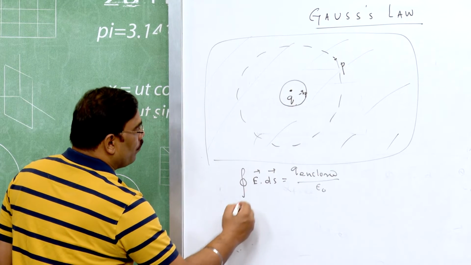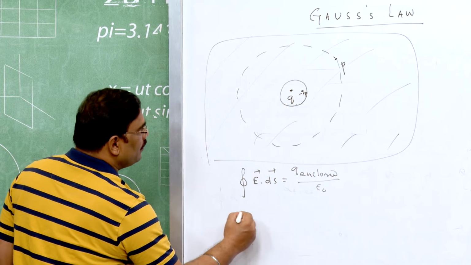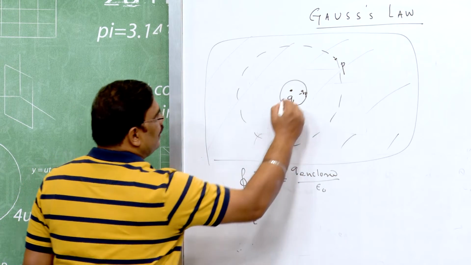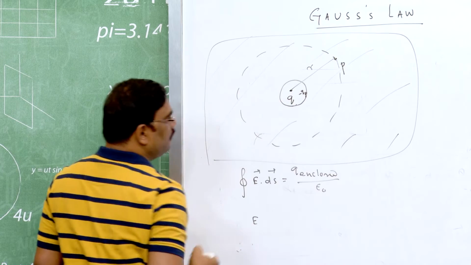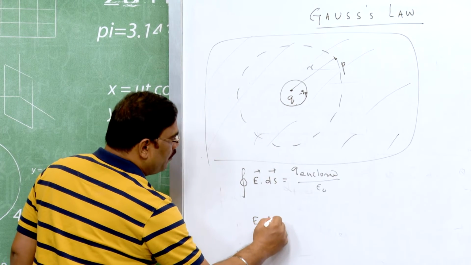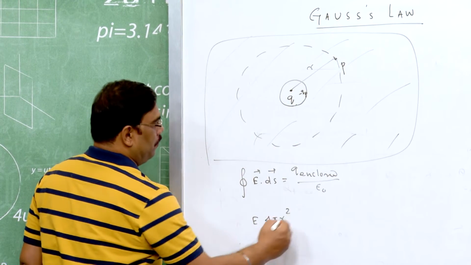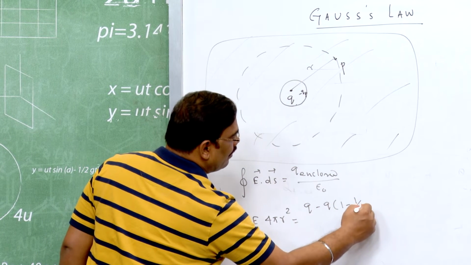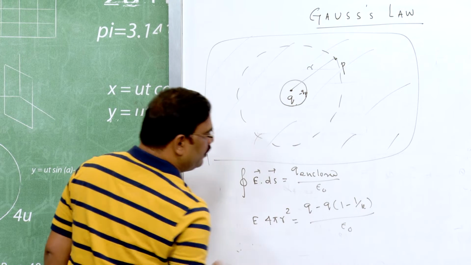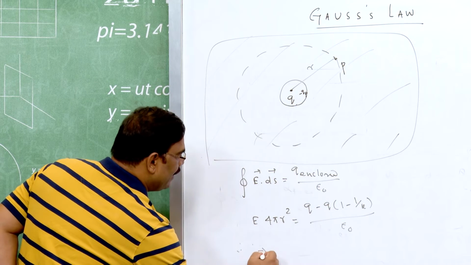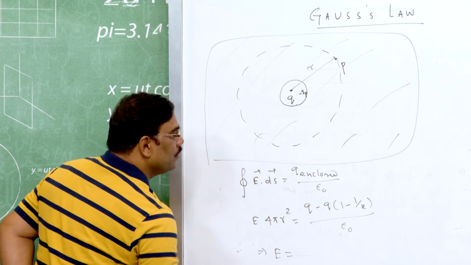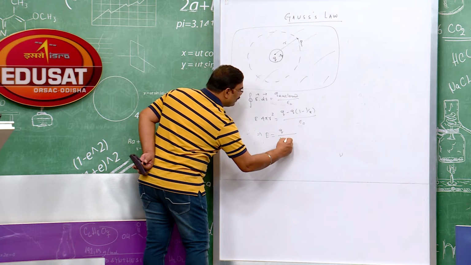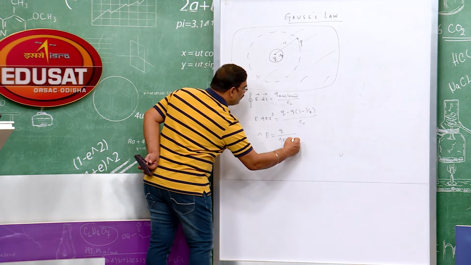So, E dot ds integration is how much? It is E integration ds, suppose this distance is r, so into 4 pi r square. It is Q minus Q into 1 minus 1 by k divided by epsilon 0. So, I will get electric field E equal to Q divided by 4 pi epsilon 0 k r square.